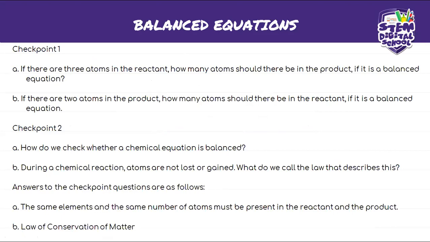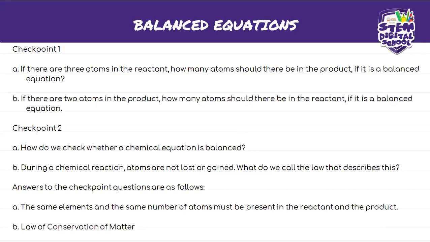So let's go on. I have got a simple task here now, and I want you to answer it. If I say there are 3 atoms in the reactant, how many atoms should there be in the product if it is a balanced equation? Yes, can somebody come back to me? And B, I repeat, I'm just checking what we have learned.